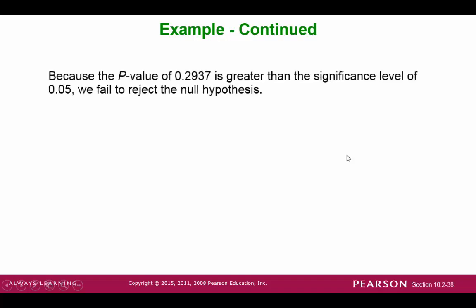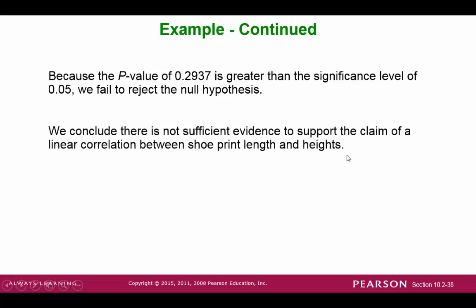Now, since the p-value is greater than the significance level, we're going to fail to reject the null hypothesis. And so we're going to come to our conclusion, and our conclusion is that there is not enough evidence to support the claim of a linear correlation between the shoe print and the heights.